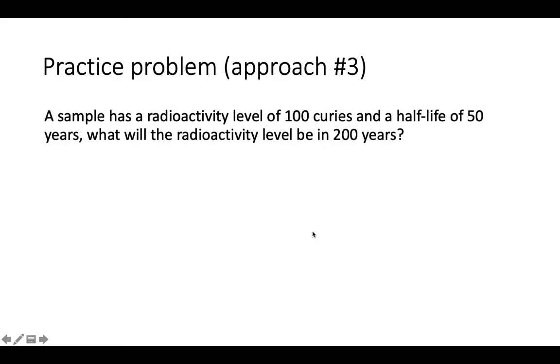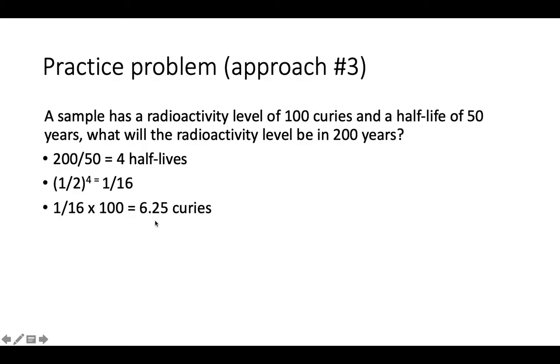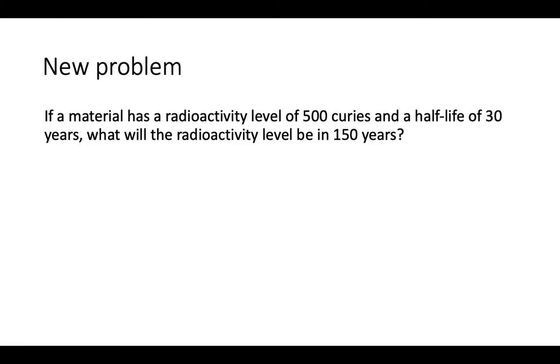A third approach: there actually is a formula you can use to calculate this, though you don't have to do it this way. 200 divided by 50 gives us 4 half-lives. 4 half-lives will go by, so a half to the 4th power is 1/16. So 1/16 times the initial amount of 100 gives us 6.25. 3 different approaches to the same problem. You can do whichever one makes the most sense to you. I don't care. Give this problem a shot.